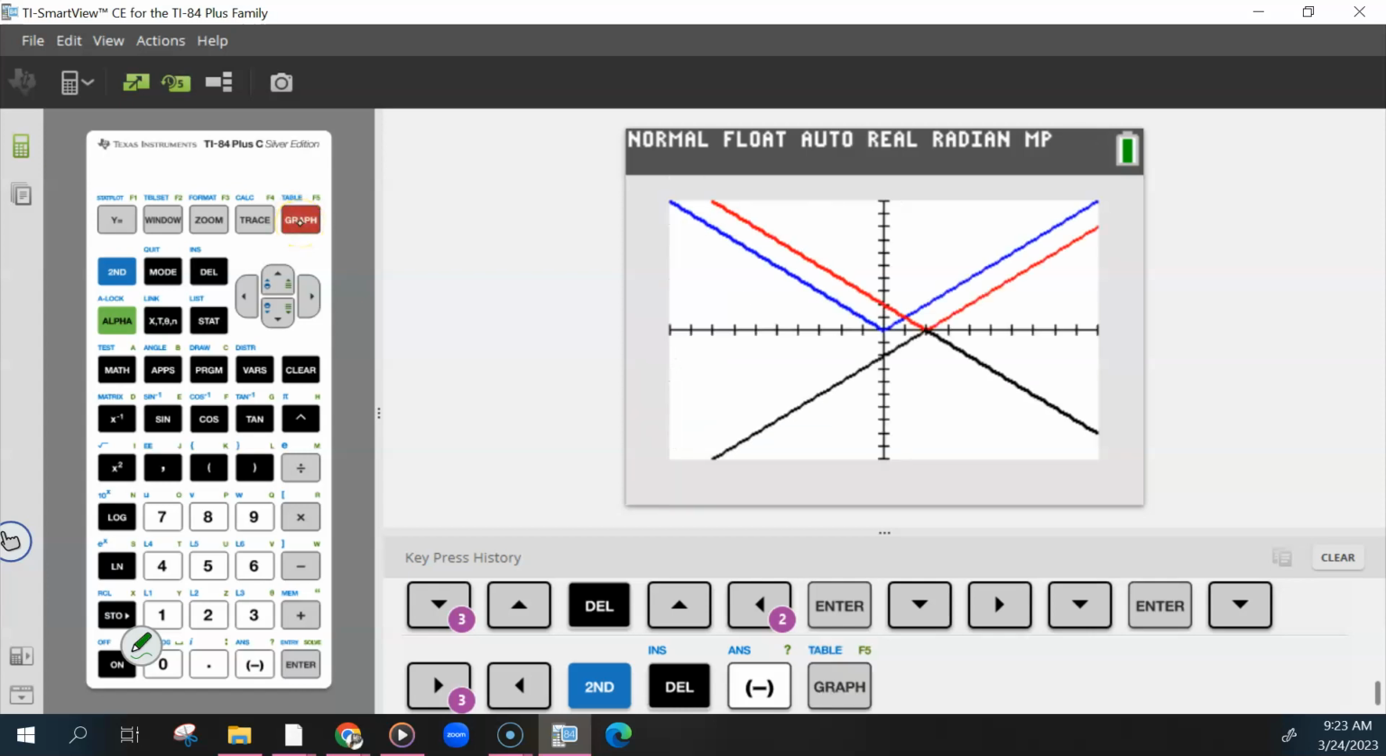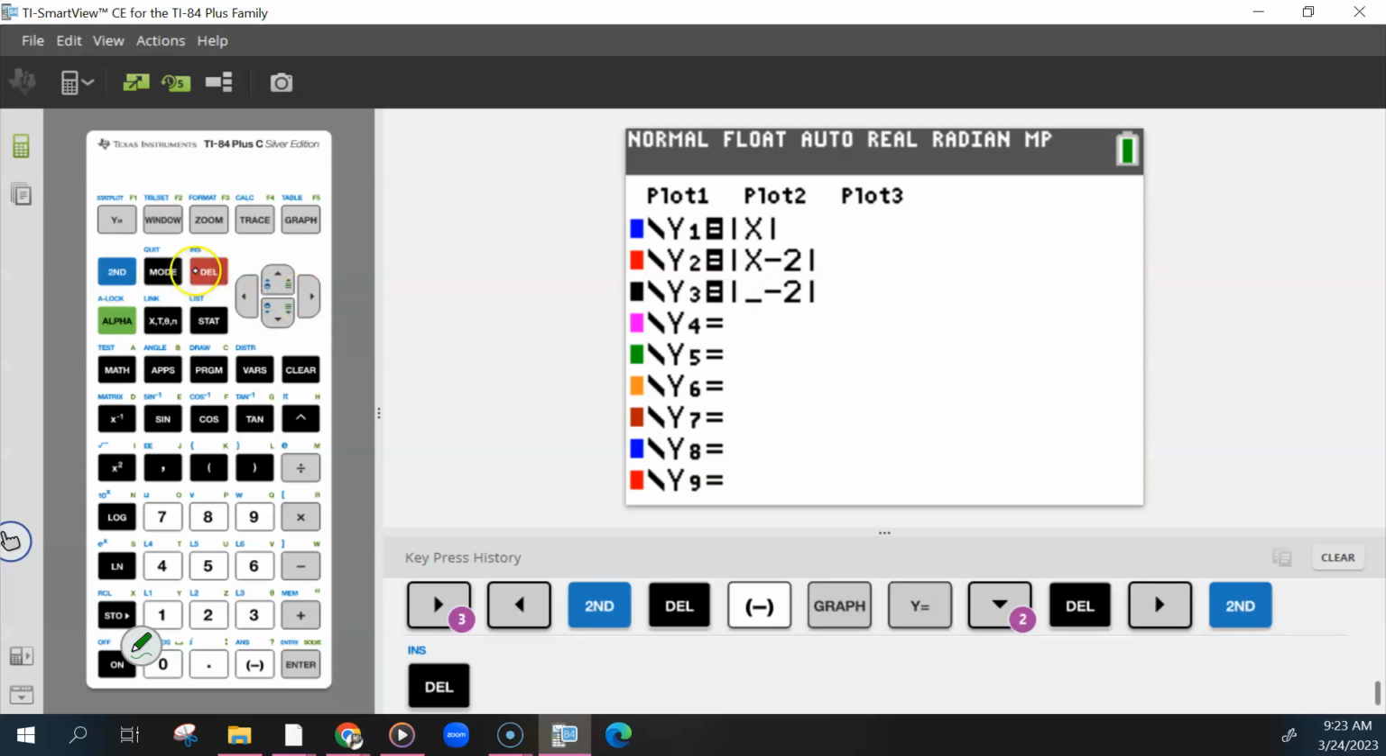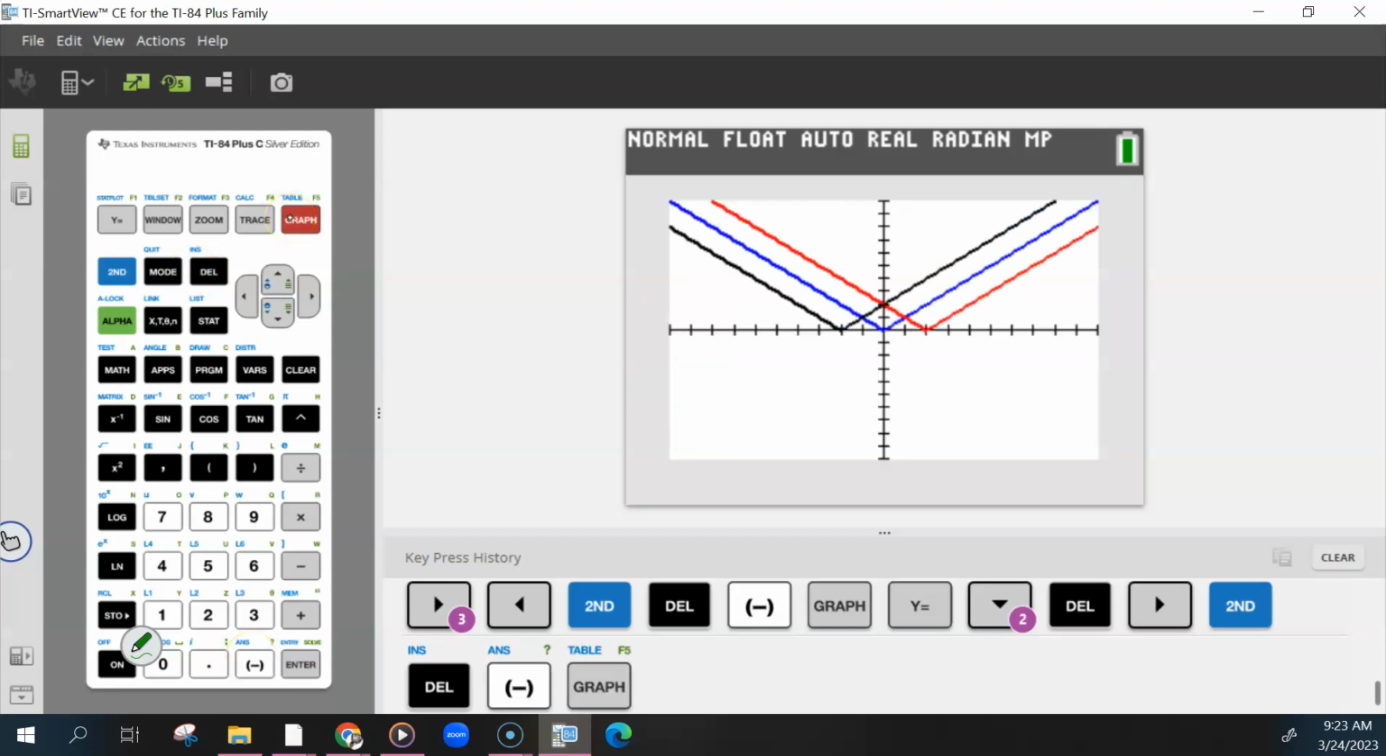We have our original, it moved to the right, and it flipped upside down. Doesn't that look like the one we just did? Oh, I did it wrong. Oh, I thought it went inside, but it came out well. There we go, now it should do what it's supposed to. So the blue was our original. The red, it moved to the right. The black, it moved to the right and reflected.